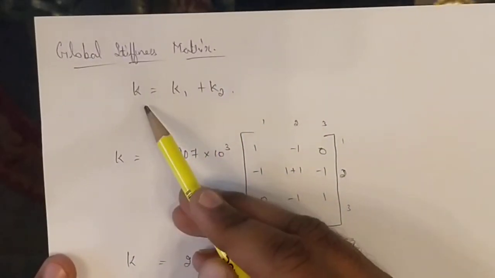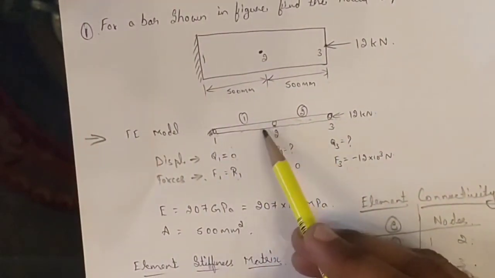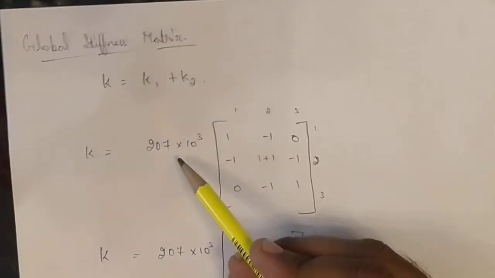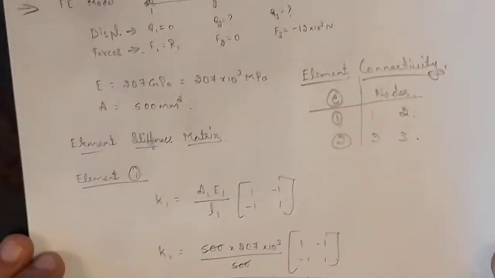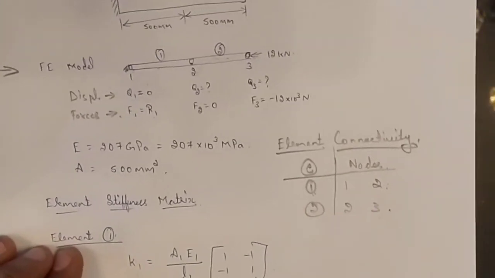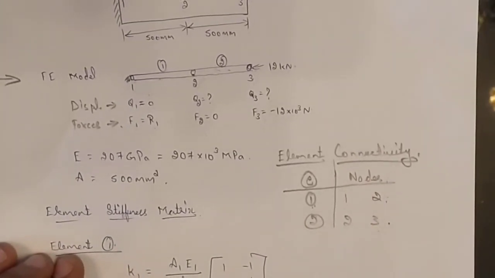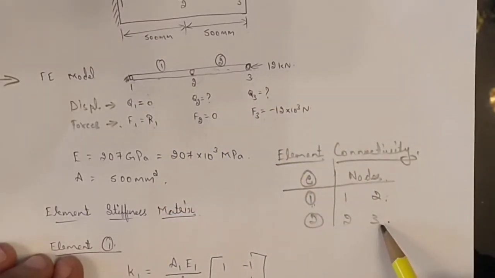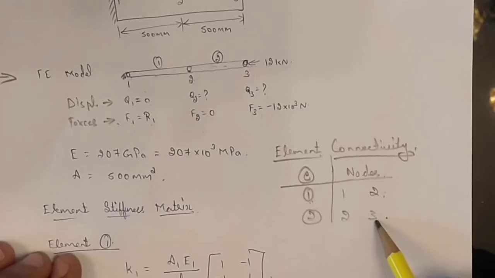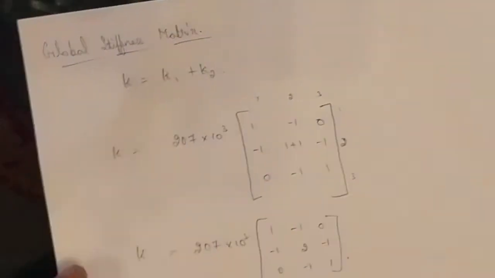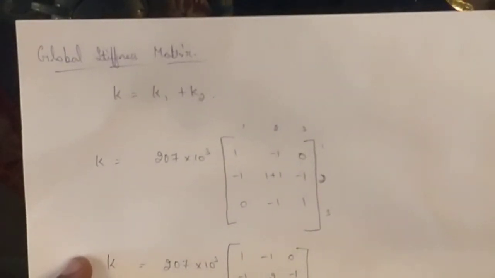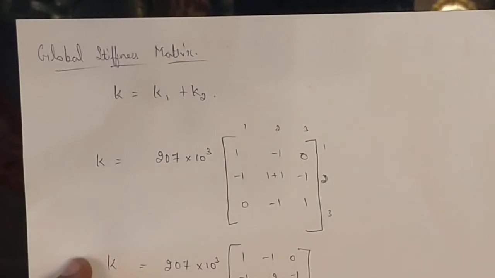Next, global stiffness matrix. Global stiffness matrix K is equal to K1 plus K2, that is this plus this. Okay, so K is equal to... see, what will be the size of the global stiffness matrix? The size of the global stiffness matrix will be the maximum number of nodes in this element. So it is 3. So the size of the global stiffness matrix will be 3 cross 3. Is this clear? Okay.